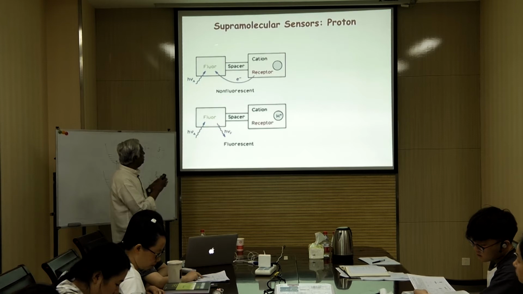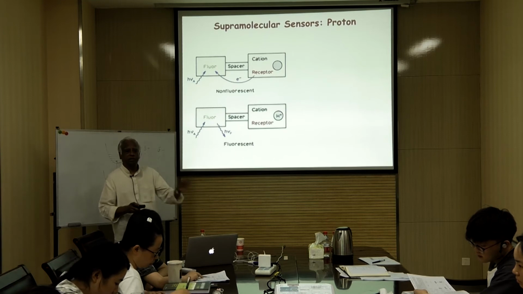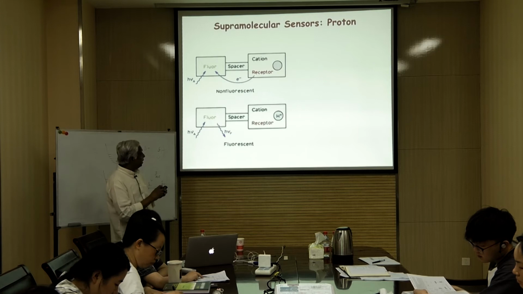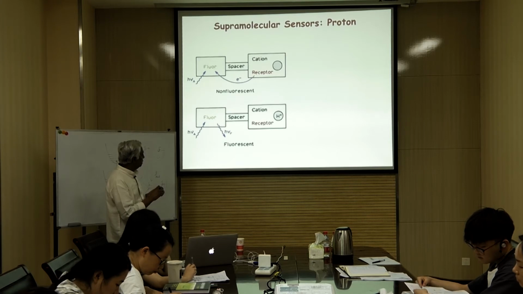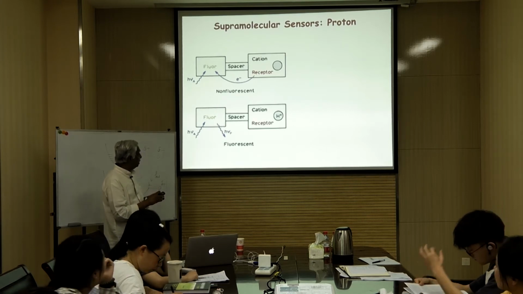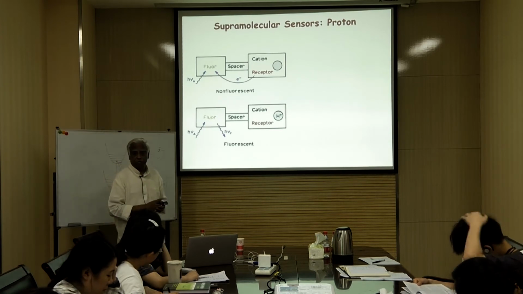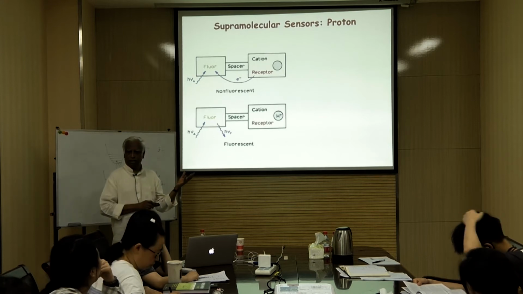So here there is a spacer, and then as soon as the proton lands, suppose this is going to be your sensor. You drop this sensor in water. Now if you add a proton, that proton will bind to the sensor somewhere here. Now the emission of this one will either go up or go down, depending upon the mechanism of interaction between this proton and the sensor. I'll show you. This is the typical technique that is used.